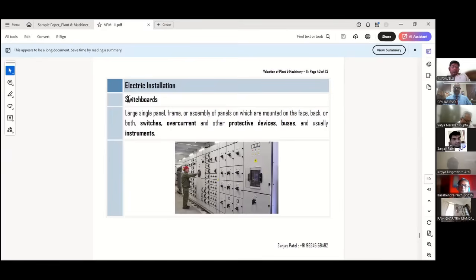Switchboard. Okay, so it is a large single panel frame or assembly of panels which is mounted on a face. मतलब आपके जो switchboard है, may be a face, backward or both side, which having switches, overcurrent protecting devices, bus, and usually instruments.